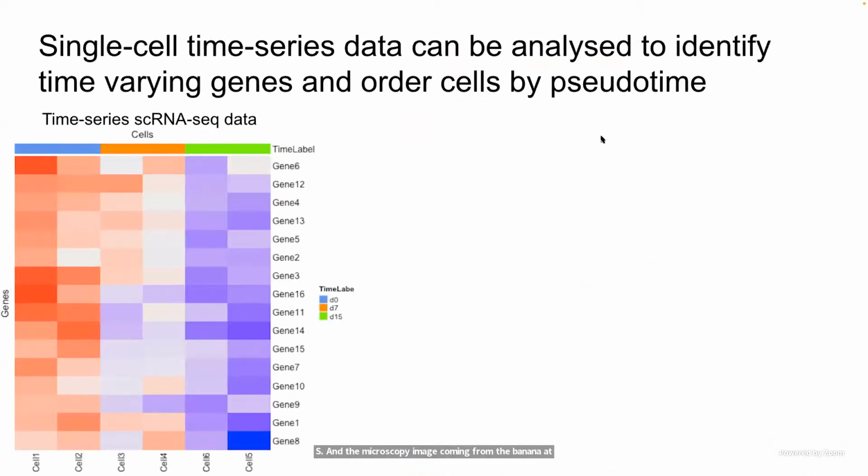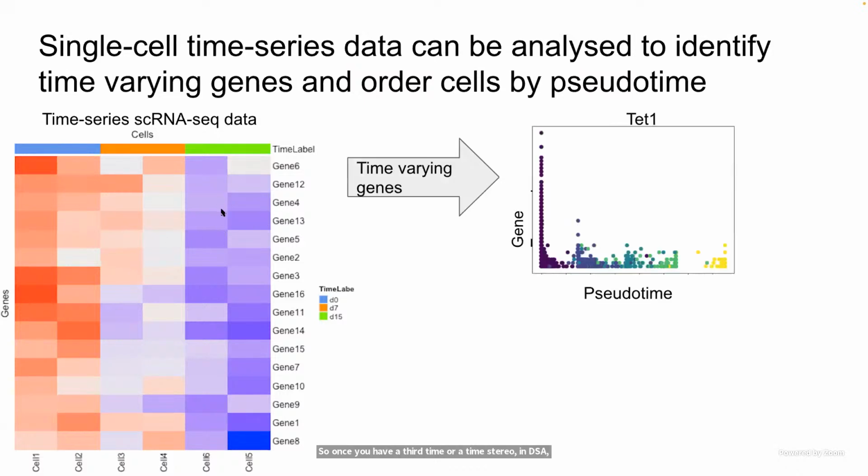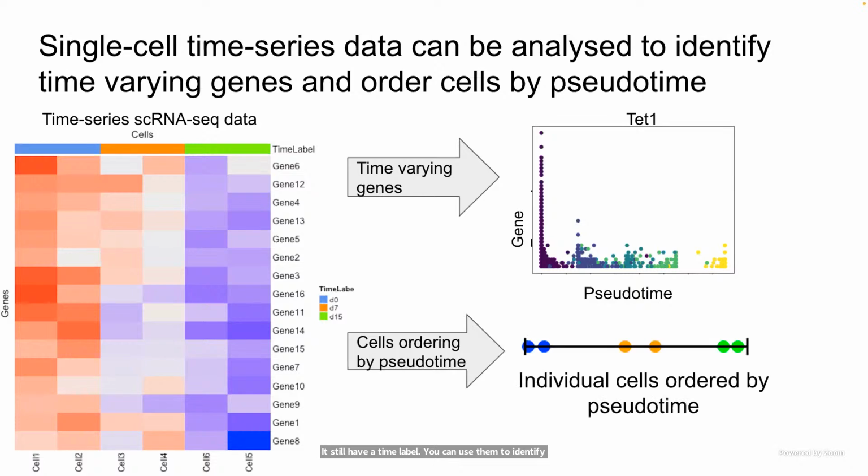Once you have a pseudotime for a time series sequencing data set, here is a gene by cell matrix. Each cell has a time label. You can use them to identify some time variant genes, the genes that are changing along the pseudotime trajectory, and also you can order your cells based on the pseudotimes.